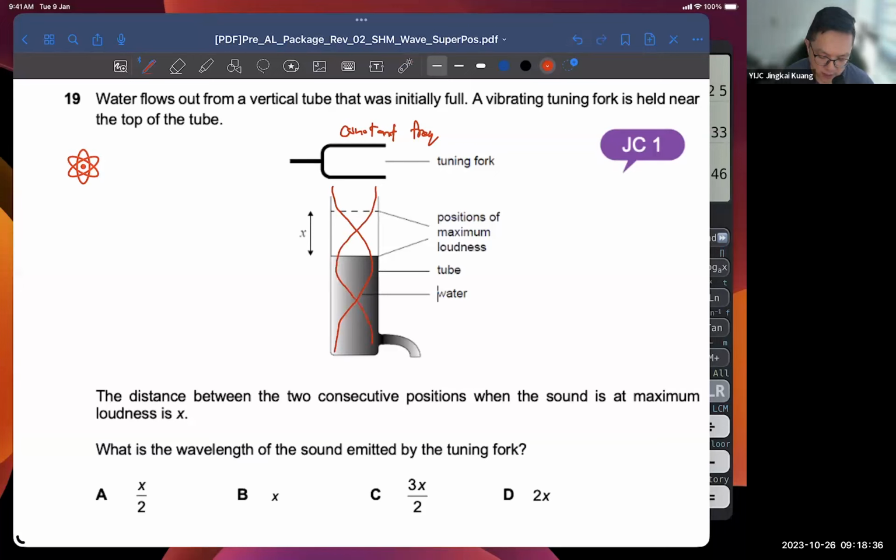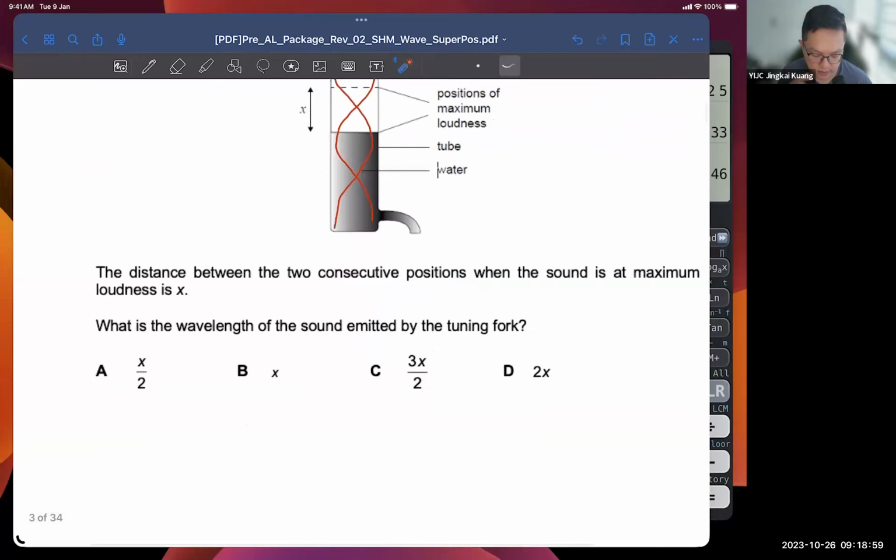You're basically trying to find the point where you have resonance. This is a closed pipe, so you need to have it such that your water level is here. The next one will be here, and so on and so forth. The next one will be somewhere below, when it is at the node. Okay, so that's all I say for this. I think you can try it, no problem.